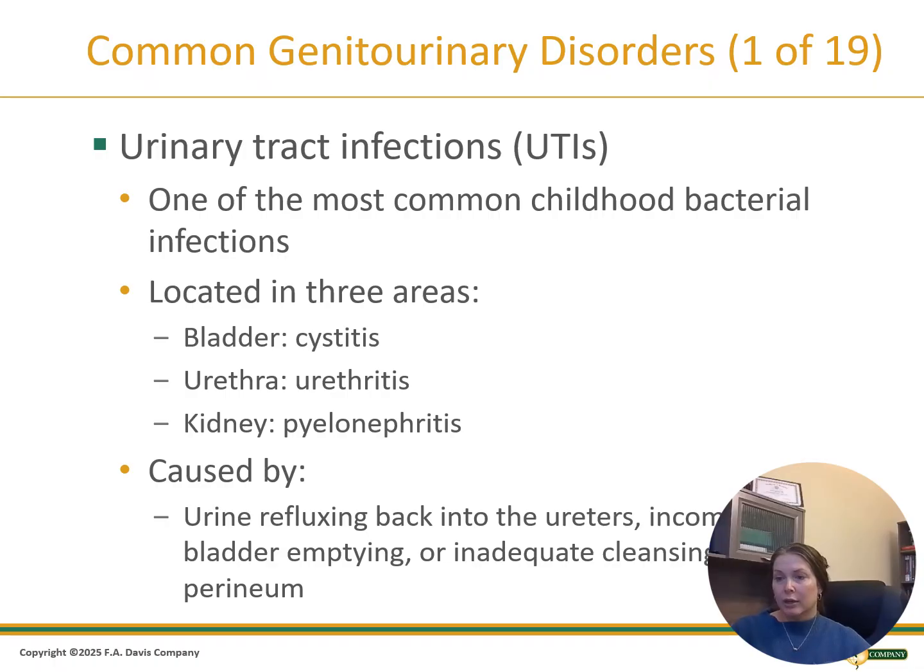So moving on to the common genitourinary disorders. So we have our UTI. This is going to be one of our most common childhood bacterial infections. It can be located in 3 areas. When it's in our bladder, it's cystitis, the urethra is urethritis, and the kidney is pyelonephritis. This is going to be caused from urine refluxing back up into the ureters, incomplete bladder emptying, or just not wiping correctly for the kids.